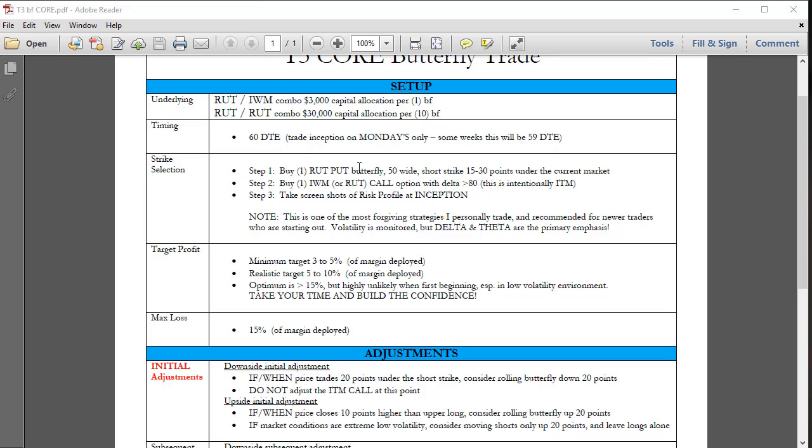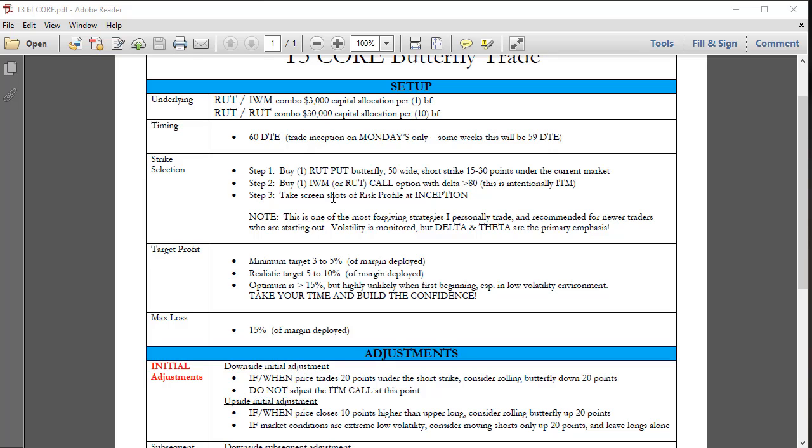All right. So after the butterfly executes, step 2 is buying an in the money call with a delta greater than 80. Will a delta of 50 work? Of course. Will a delta of 100 work? Of course. But that will cause the trade to react differently. So 80 is where I want you to start, trading with that in the money call at a delta of 80.